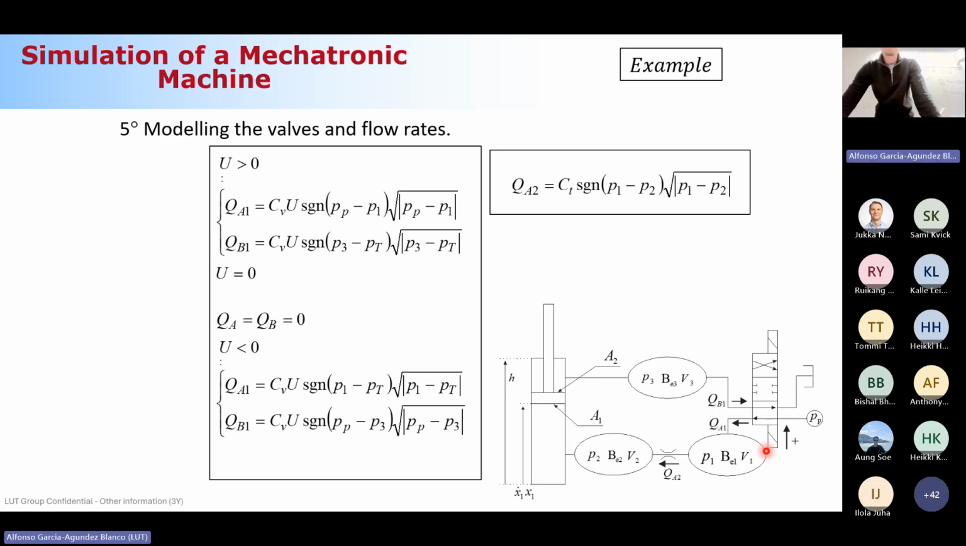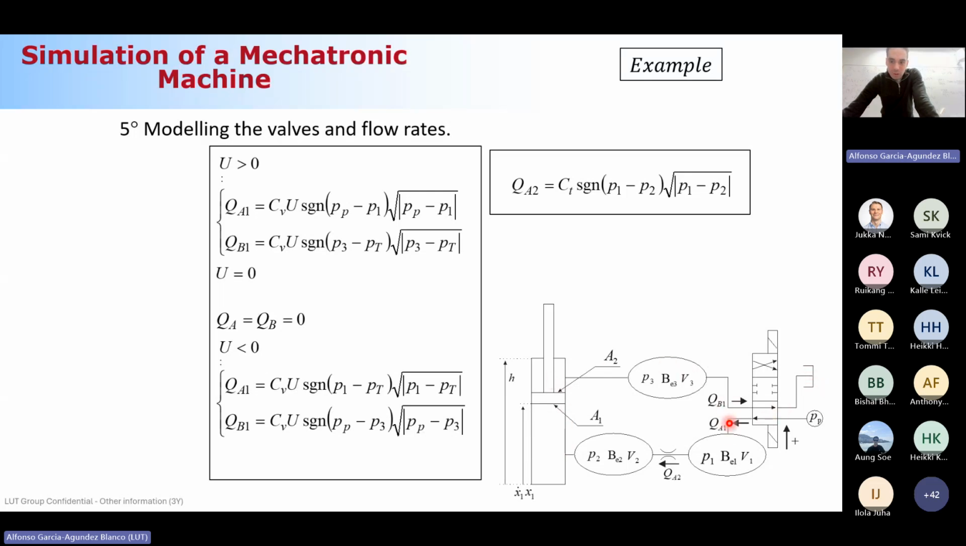Basically, don't lose yourself in the arrows, because the arrows are made to understand this particular mode. What you need to understand is that if you have U greater than 0, you are connecting the pump with volume 1, and the oil is coming from the pump to 1, and you are putting the oil here, and this oil is coming from 3 to the tank.